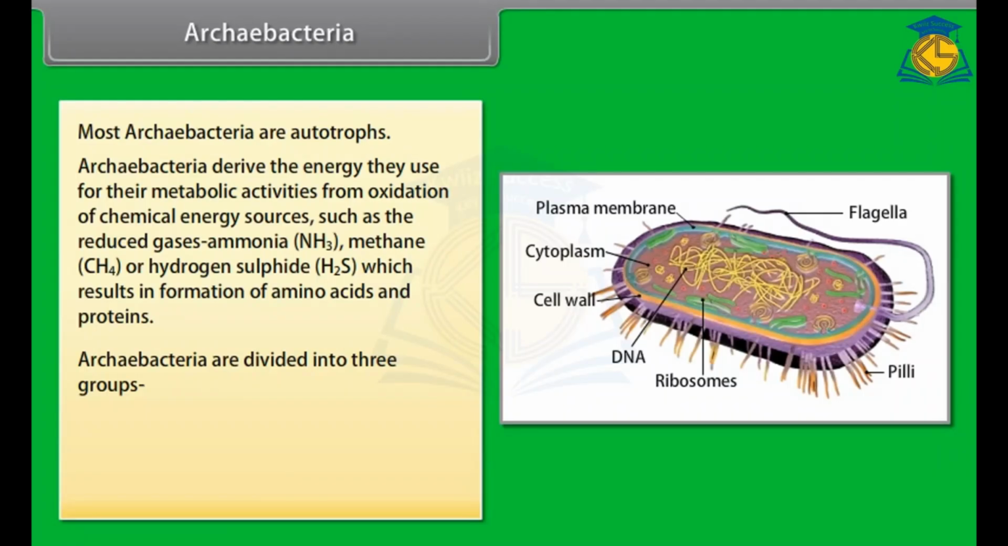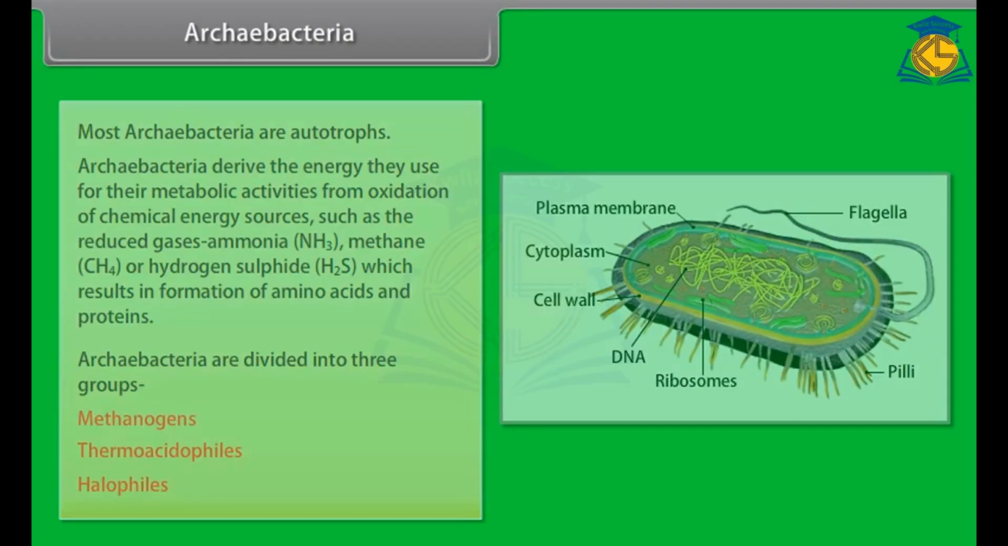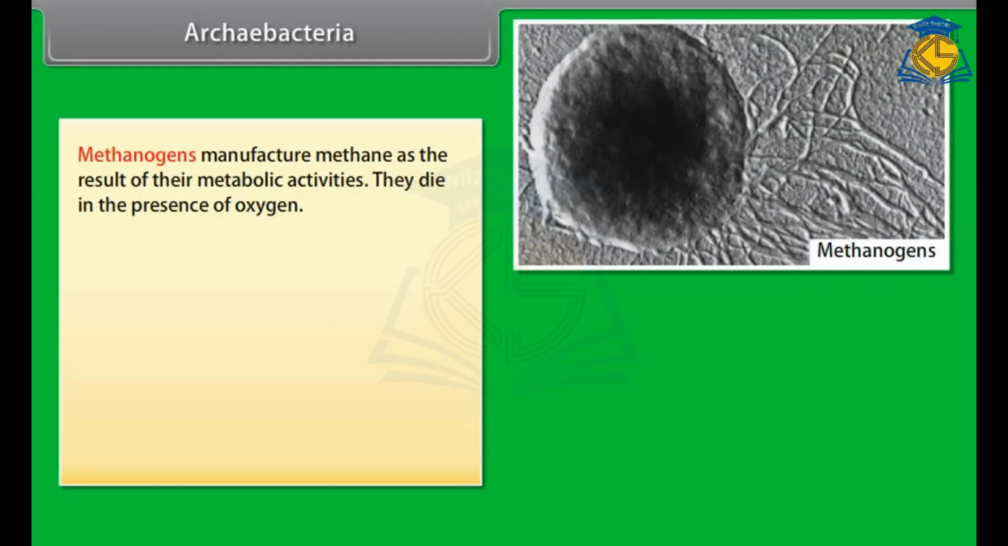Archaebacteria are divided into three groups: methanogens, thermoacidophiles, and halophiles. Methanogens manufacture methane as the result of their metabolic activities. Methanogens die in the presence of oxygen.